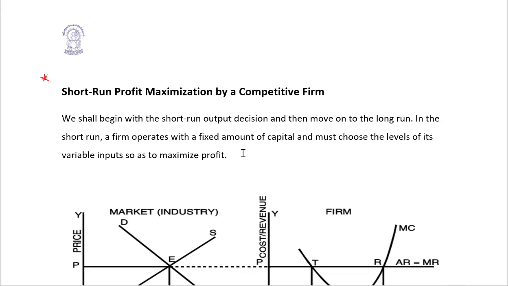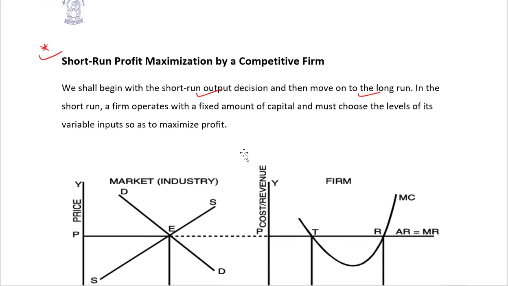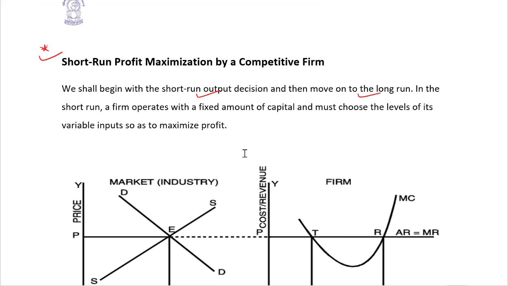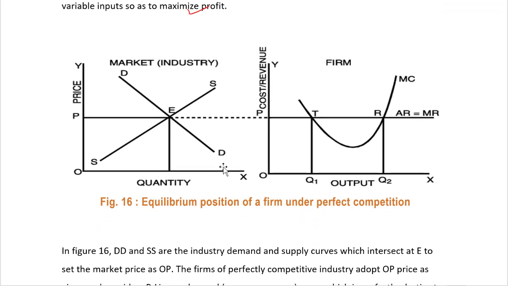Let's see this. Short run profit maximization by a competitive firm. We shall begin with the short run output decisions and then we'll move to the long run output decisions. In the short run, a firm operates with a fixed amount of capital and must choose the levels of its variable inputs so that profit is maximized. Over here, just see this diagram.